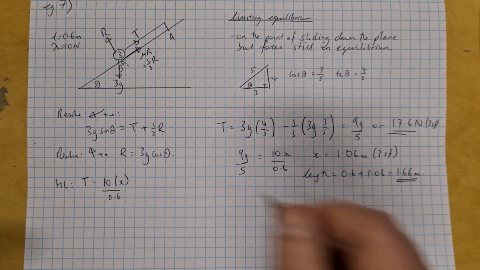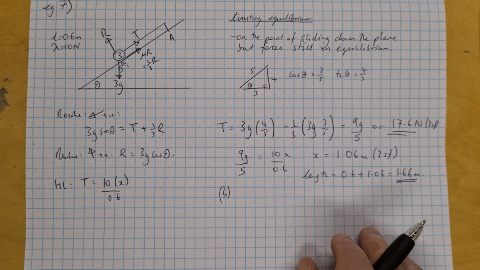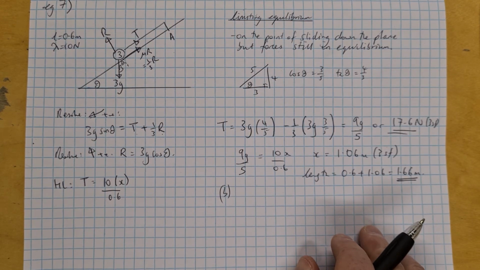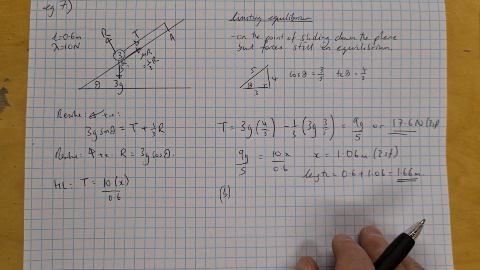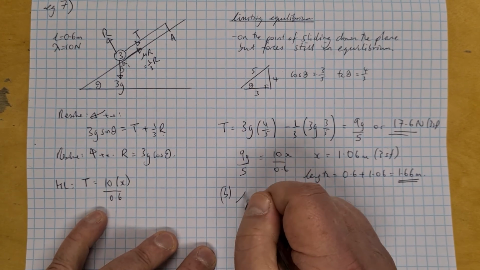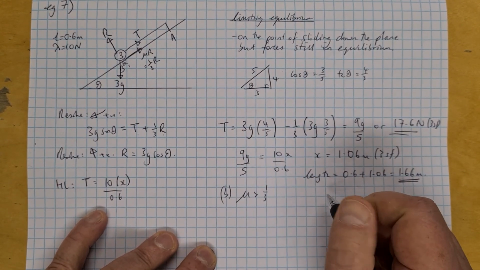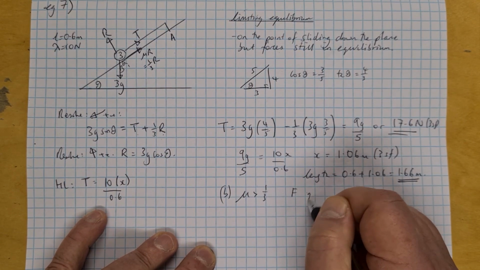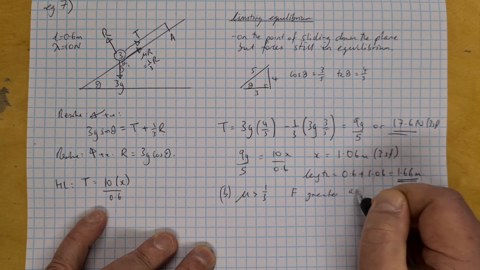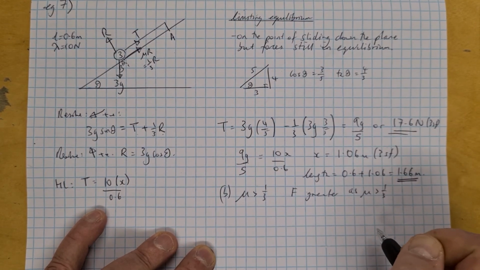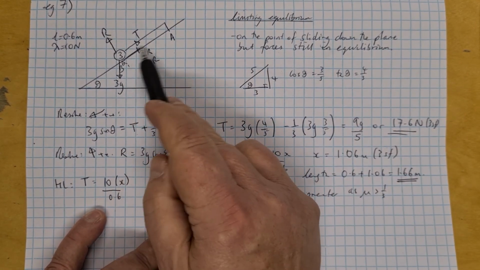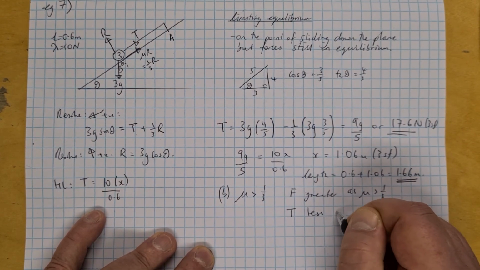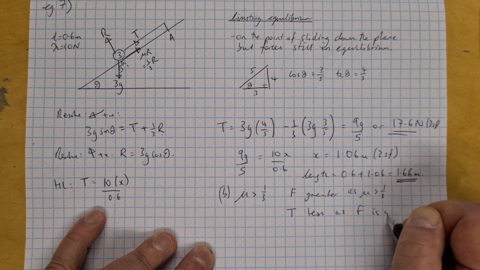Now for the final part of the question, so part B, it's saying that if mu was greater than 1/3, and it emphasizes here, without doing any further calculation. So you're just thinking about what's going to happen if mu is greater than 1/3. So that means that the friction force is going to be greater, as mu is greater than 1/3. That means that if the friction force is greater, then tension would be less, as F is greater.